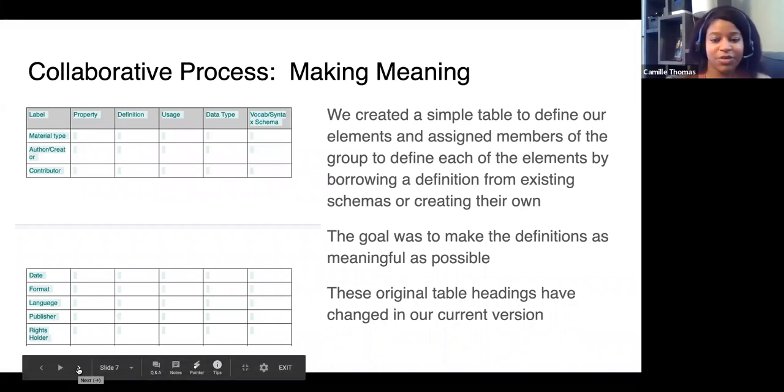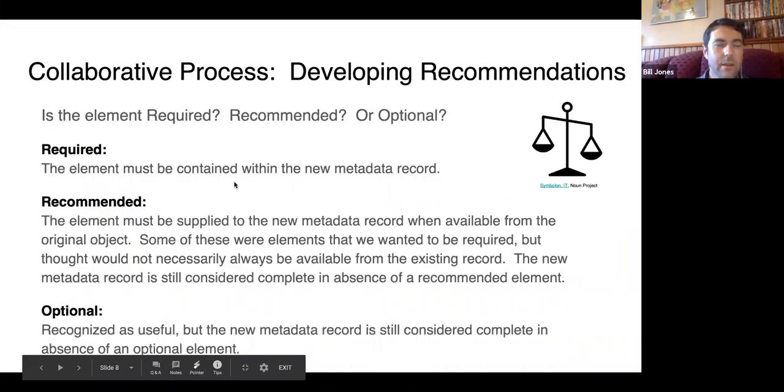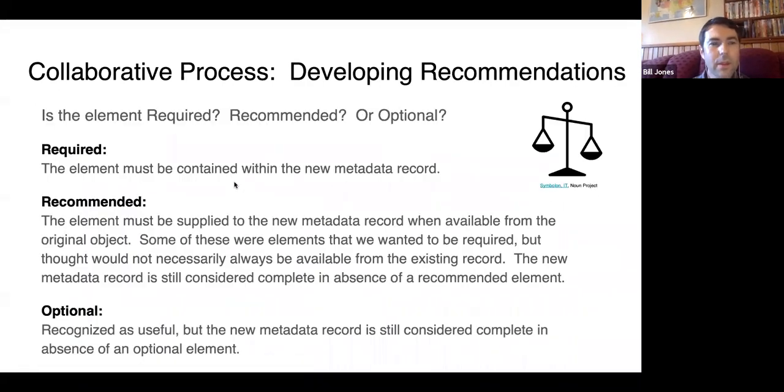And now handing it over to Bill. Okay. Yeah, so Camille had mentioned that these headings had changed as we iterated over the OER metadata Rosetta Stone, and you'll see that later. But one of the other things that we talked about was whether the element was required, recommended, or optional. So the required elements were a little easier to identify. Those were the ones that we definitely needed to have within a new record that we were creating. The sticky part was deciding whether it was a recommended or optional element.